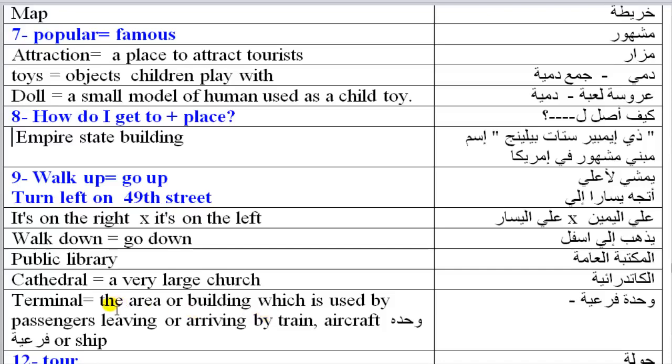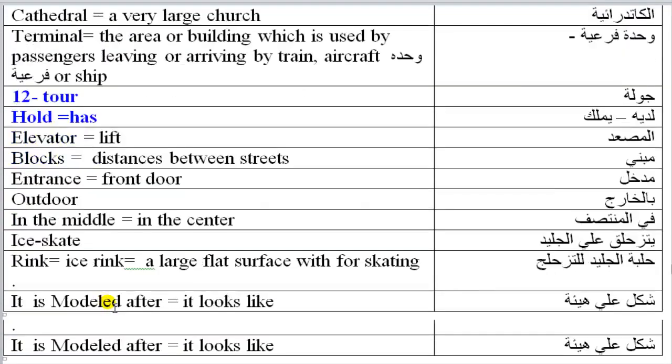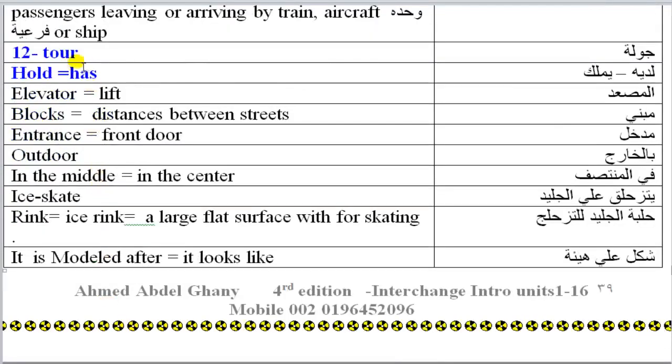This is called terminal. 12. Tour. Hold. Has. Elevator. Elevator. British. American pronunciation: elevator, with a soft D. Elevator. Left. Blocks. Distances between streets.